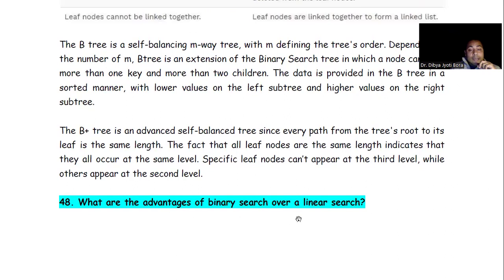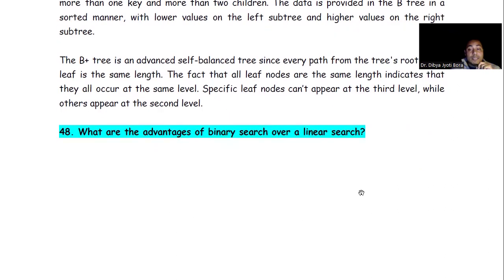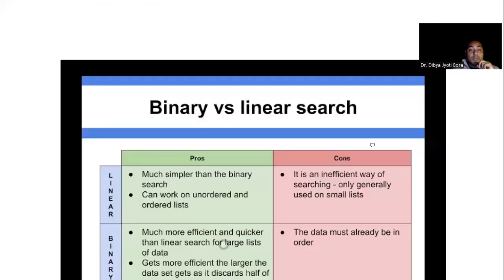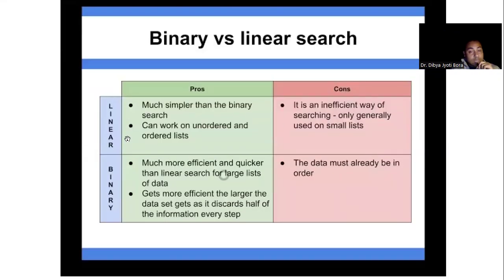Now, what are the advantages of a binary search over a linear search? Can you tell me? Very simple. In case of linear search, what are the pros? It is much simpler than binary search and can work on unordered and ordered lists both. The con, or negative point, in case of linear search is that it is an inefficient way of searching, generally used only for small lists. Now, the advantages of binary search: it is much more efficient and quicker than linear search for large lists of data. Meaning for a large list of data, we prefer binary search. And it is more efficient.